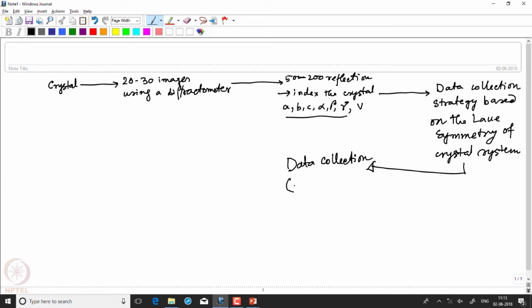which might take anything between 30 minutes to a few hours, maybe even up to 12 hours, depending on what kind of crystal it is, how much is the volume, what is its diffraction quality, how much exposure time you are giving, and so on, and how much data you need to collect. Because as we know, for triclinic we need to collect much more data compared to the orthorhombic or cubic systems. So after this data collection, in the previous few lectures we have learned how to do a data reduction.